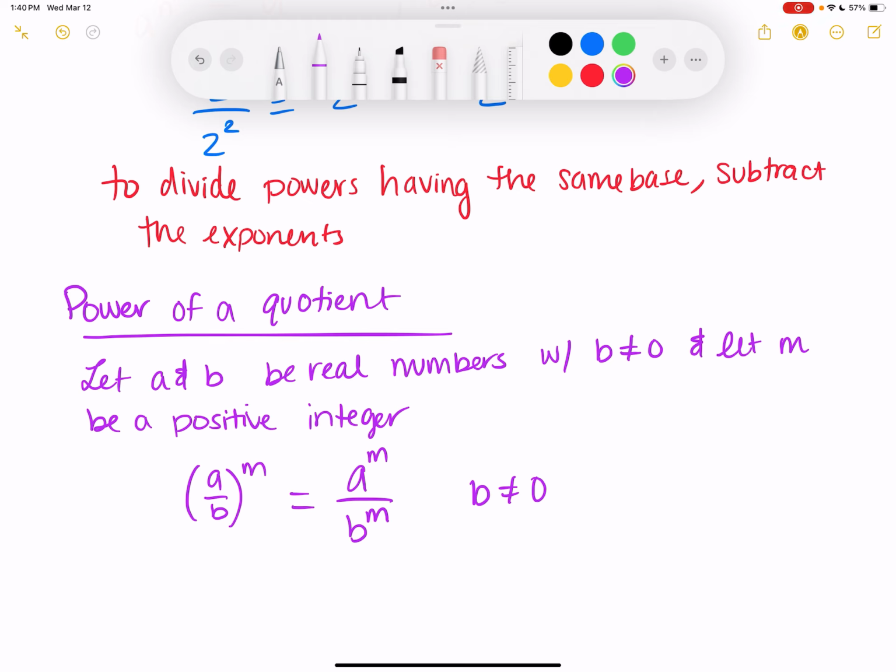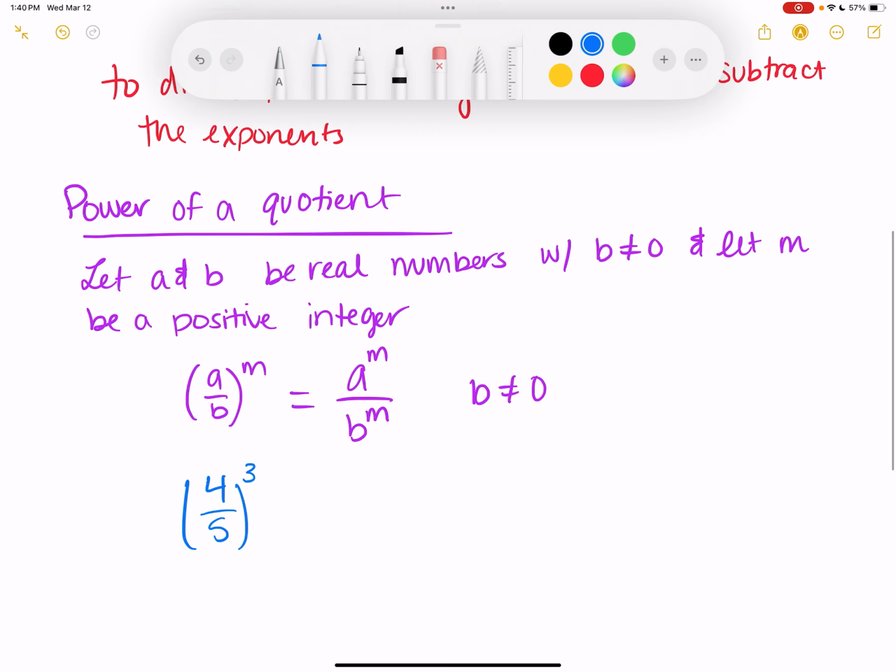So if I had something like 4 over 5 raised to the third, this would be 4 to the third over 5 to the third. So it splits and goes on both pieces.